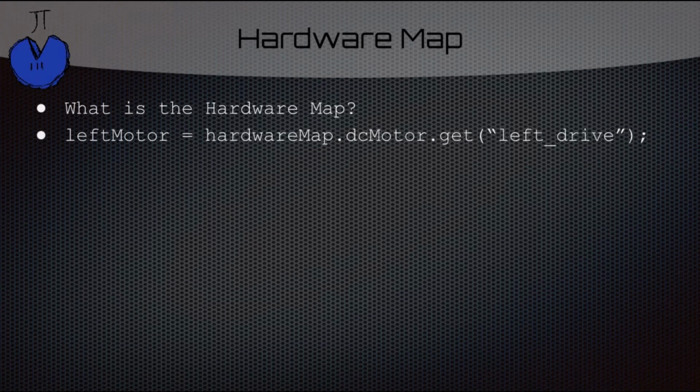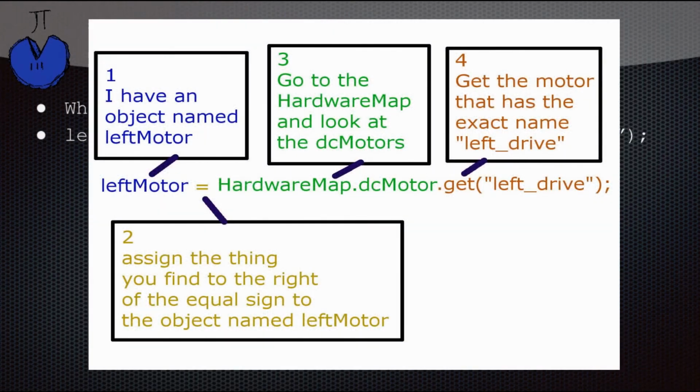So for this example, we have a motor named left motor, and we're assigning it the value of something in the hardware map. So the equals is called an assigner, and that basically means that whatever's on the right side of the assigner, we're going to put into whatever's on the left side of the assigner. So in this case, the left motor equals hardwareMap.dcMotor.get, and then whatever's in the quotes has to match what's on your configuration file.